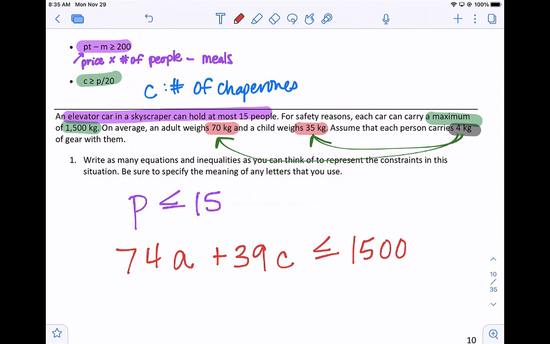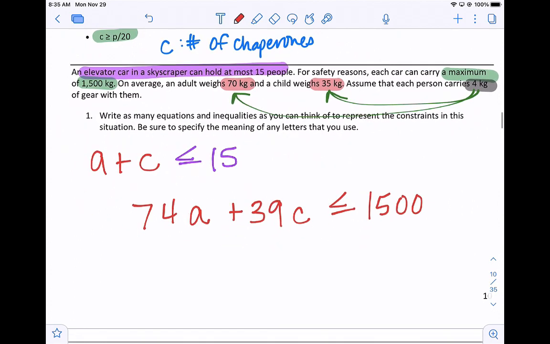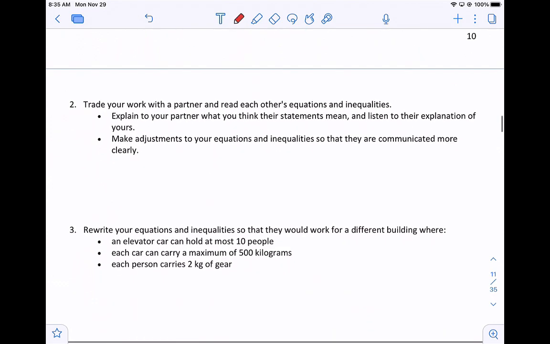Oh, but number of people is adults plus children, so we actually could change this to the number of adults plus the kids. It has to be less than or equal to 15. Yeah, I think I would be satisfied with those too. All right, let's take a look at the next one. Trade, work with your partner, and read each other's inequalities.